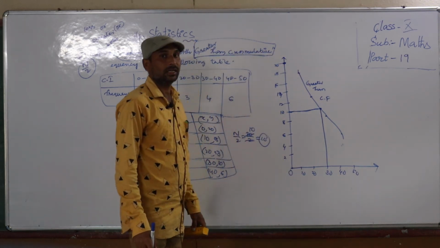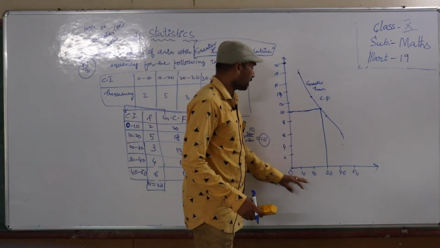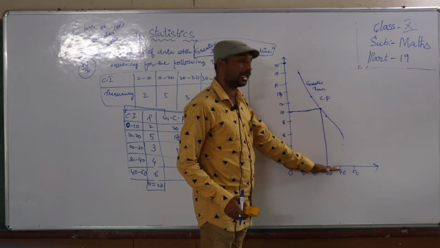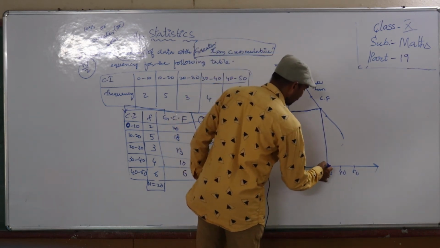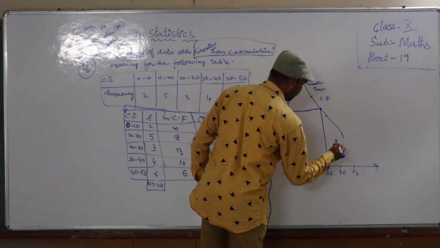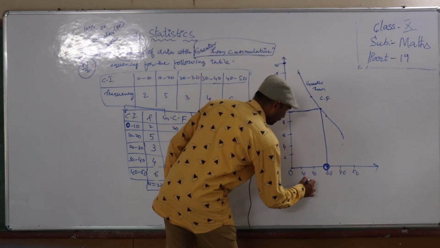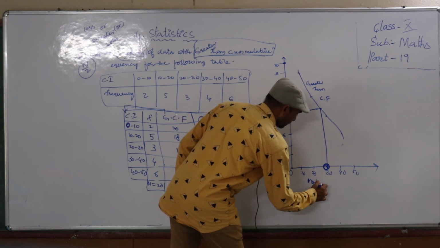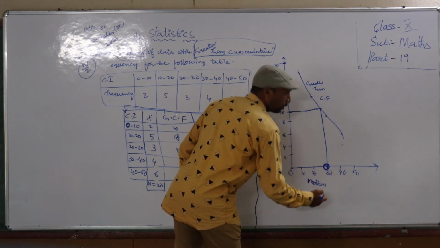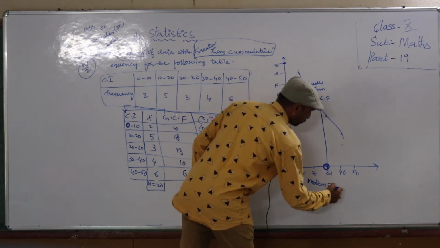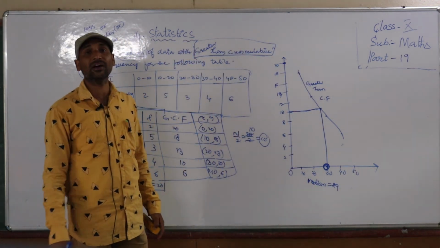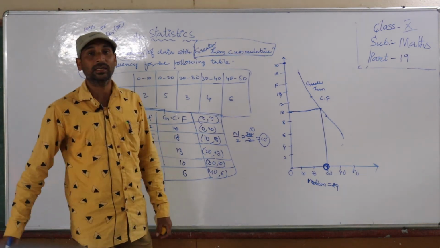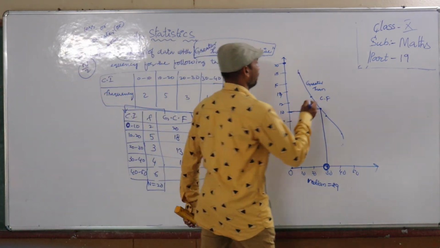So see children, this is just an example. Now we are not getting the exact answer. This perpendicular line intersects the x-axis just before 30, so the median is 29. Then children, in the previous graph we did not write the scale; it is compulsory to write the scale.